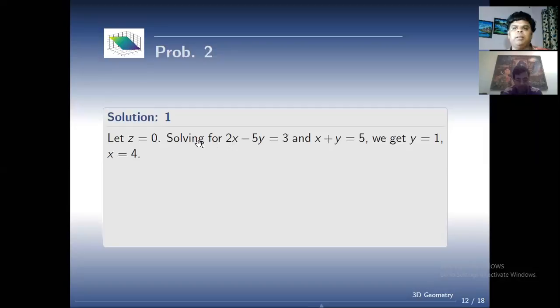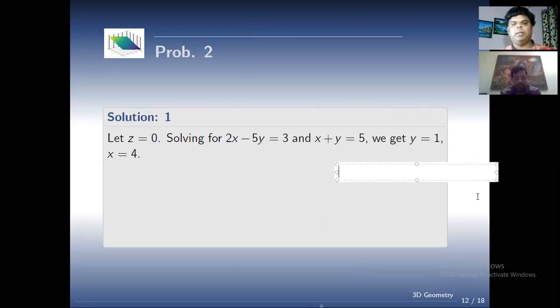I'll plug z equal to 0 into the first plane, which gives me 2x minus 5y equals 3. And I'll also have z equal to 0 in the second one, so that makes x plus y equals 5. Now I have to solve 2x minus 5y equals 3 and x plus y equals 5. So how would I do that?